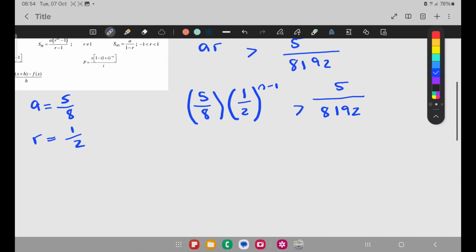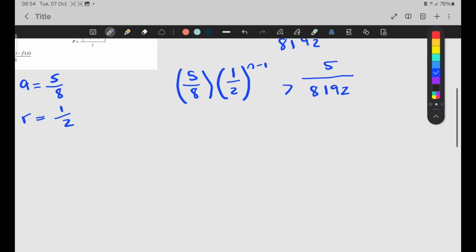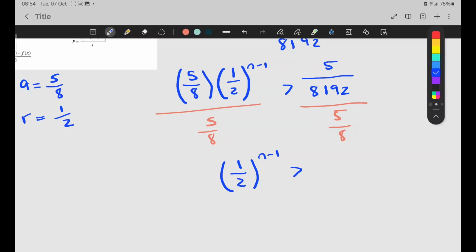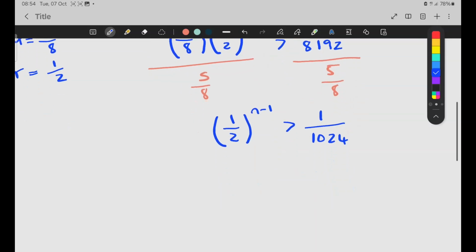Okay, now I'm going to solve for n. Now I'm going to do the algebra. So first thing, I want to get rid of this whole thing over here. So to get rid of that, I'm going to divide by 5 over 8. But what I do on the left, I must do on the right. So on the left-hand side, I'm left with this. And if you divide that, you are left with 1 over 1024. Okay, so that is what I have so far.